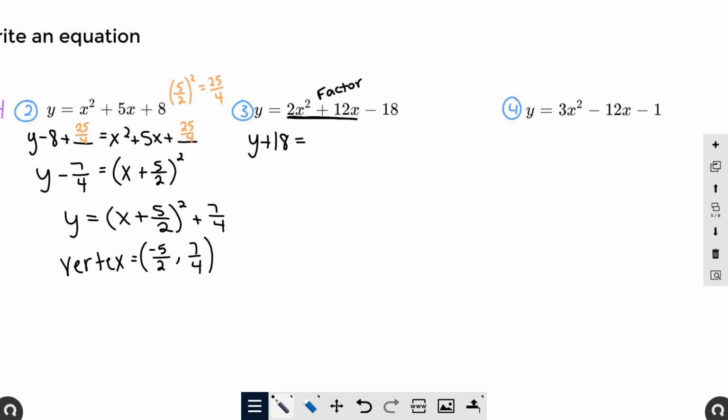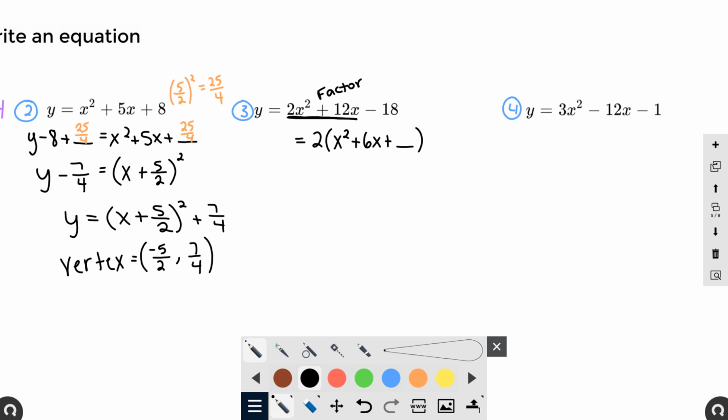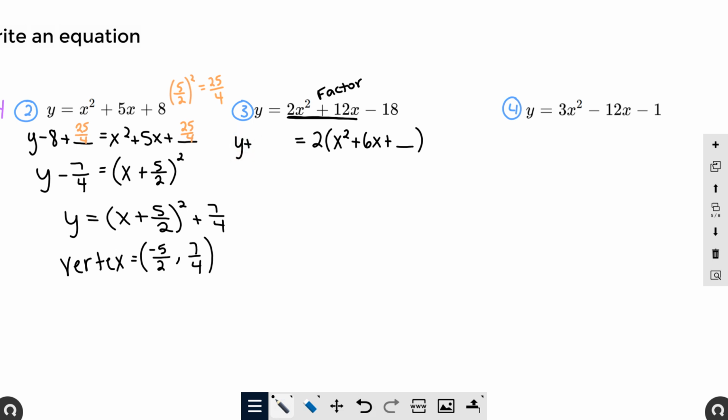So we're going to divide the 2 out or factor the 2 out because it is in front of the x squared. So we get 2, and then in parentheses, x squared plus 6x. Now, your plus blank is going to go inside. Oops, I forgot my plus blank on this side. Your plus blank is going to go inside that parenthesis, and then you have your plus blank on the left side beside that 18 because we moved that 18 over. So instead of dividing, we're going to factor it out.